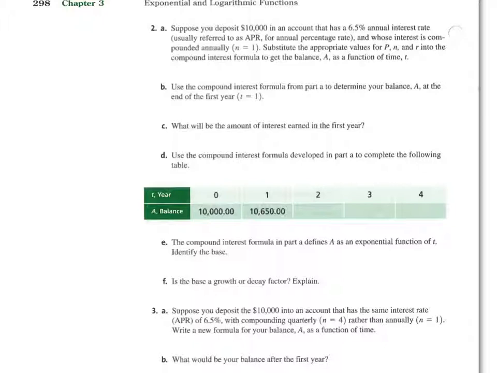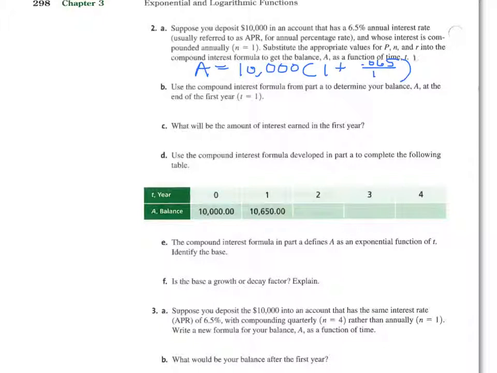Let's rewrite the formula with that in there. The amount we're going to have after that amount of time is our initial investment of $10,000 times 1 plus 0.065, our rate. We're only getting it one time a year. So you notice when we only get it one time a year, I could have just written 1.065.